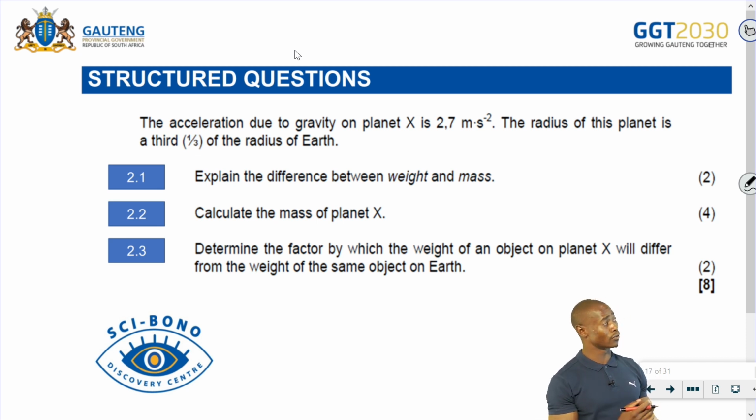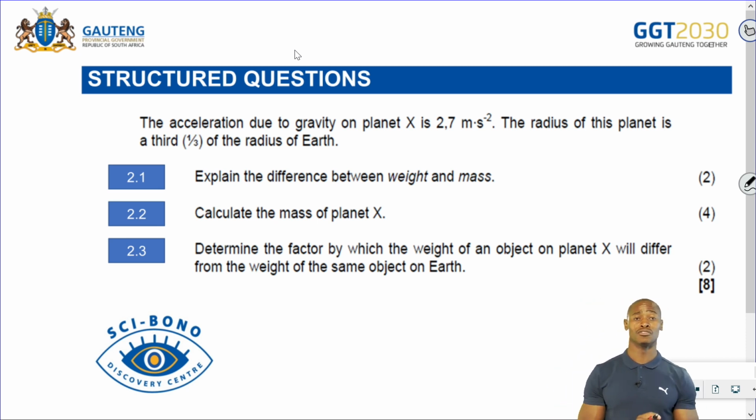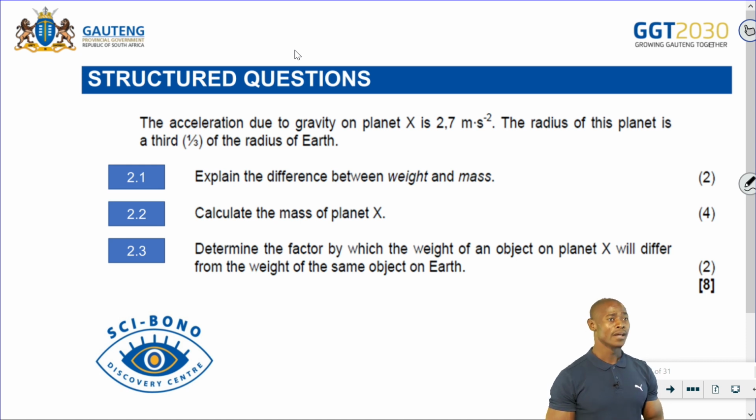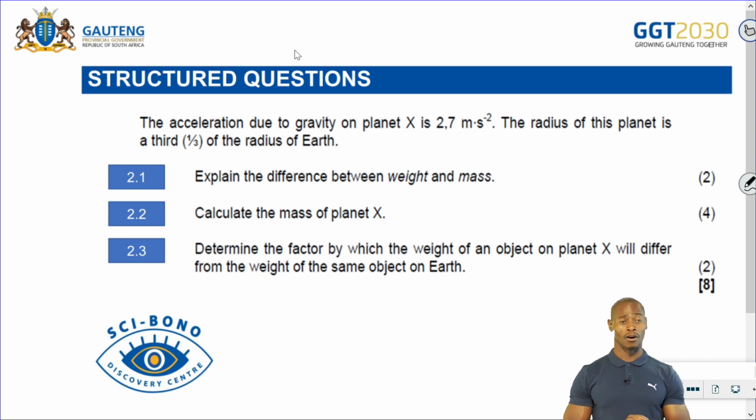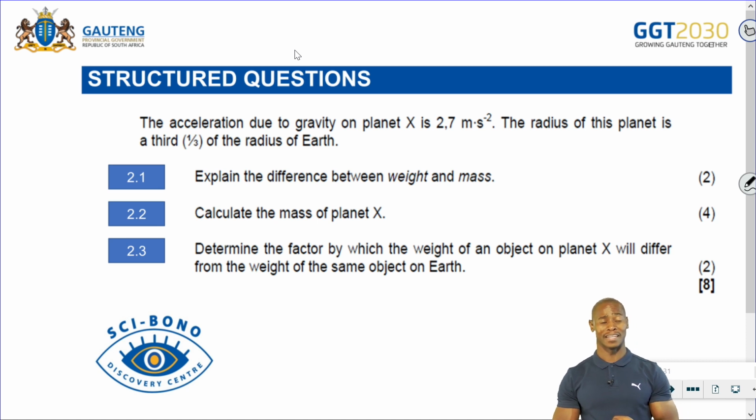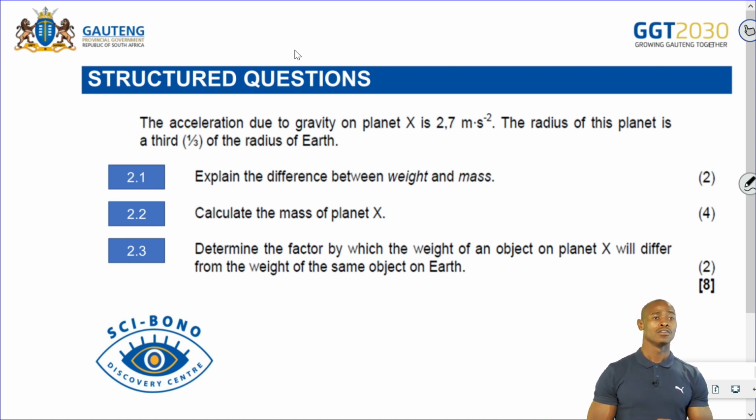We can say it's question 2, because for multiple choice questions it was question 1. The acceleration due to gravity on planet X is 2.7 meters per second squared. The radius of this planet is one third of the radius of the Earth.